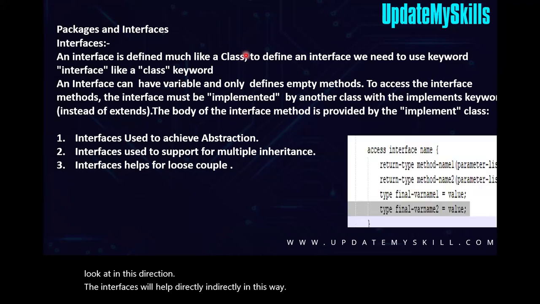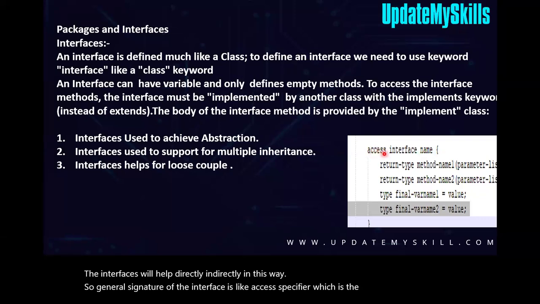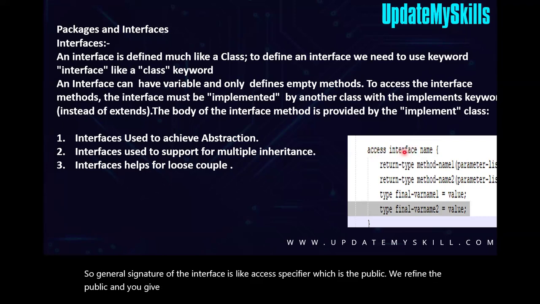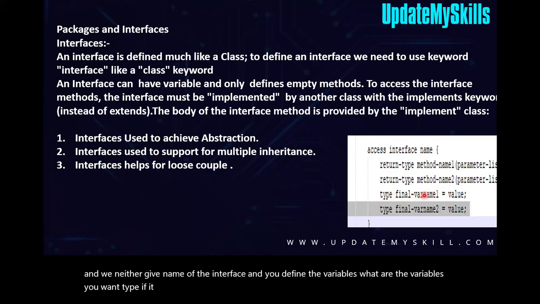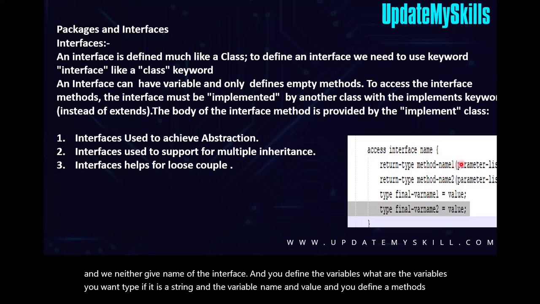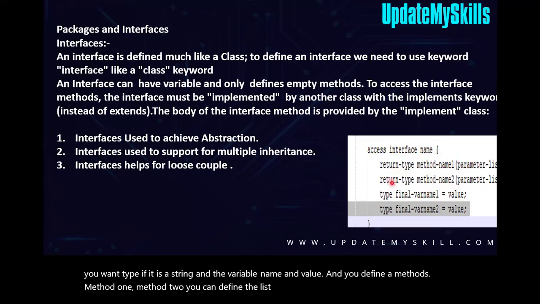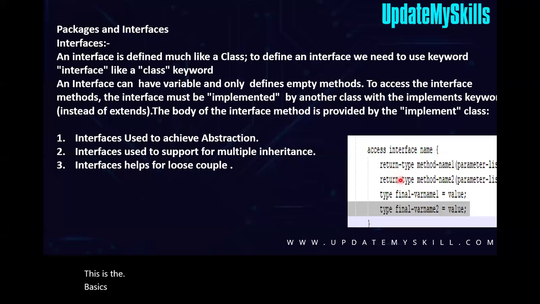So the general signature of an interface is: access specifier, which is public, then the interface keyword, just as for a class we provide the class keyword, and then you give the name of the interface. You define the variables you want, a type such as String, the variable name and value. And you define methods, method 1, method 2, with the list of parameters and the return type. This is the basics of an interface.